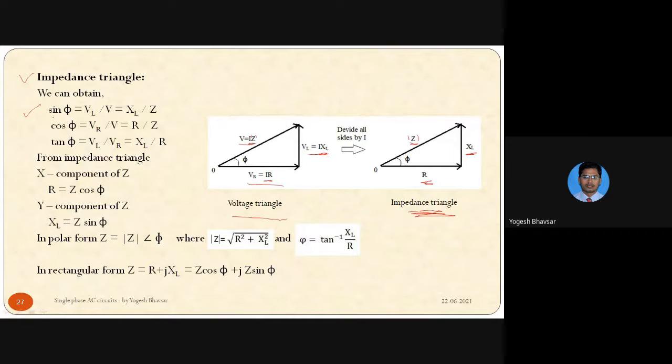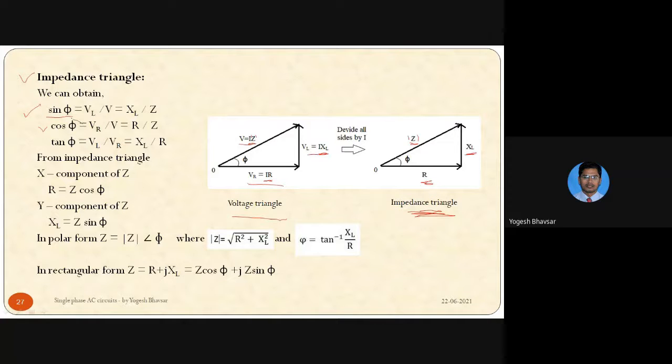Look at that. Sin phi, we know that. What is sin phi? Adjacent side by hypotenuse. These are basic trigonometric relations. Sin phi is adjacent side by hypotenuse, VL by V, and in terms of this, XL by Z. Cos phi, see, base side by hypotenuse, VR by V, and R by Z. And tan phi, adjacent side by base side, so VL by VR, and XL by R.